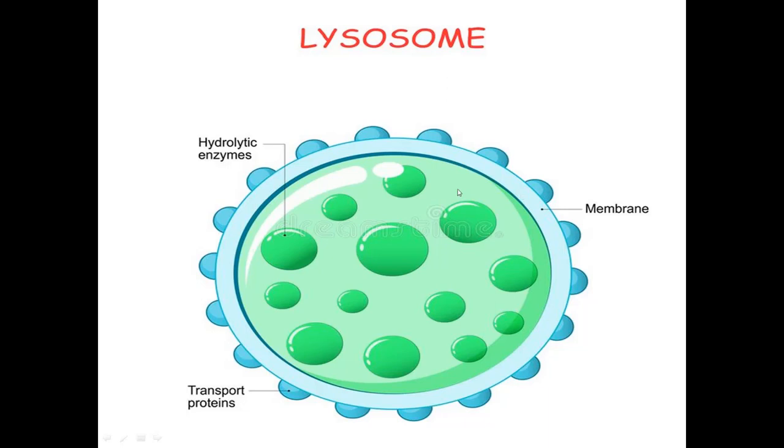This is the next organelle and it is called lysosome. Lysosomes are usually found in an animal cell. They are spherical, sac-like organelles. They contain a variety of hydrolytic enzymes. As you can see in this image, these lysosomes are filled with a variety of hydrolytic enzymes.